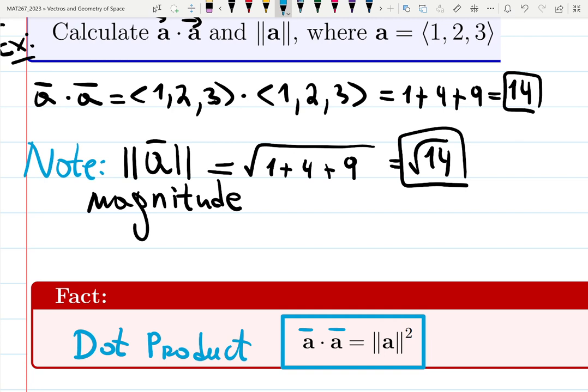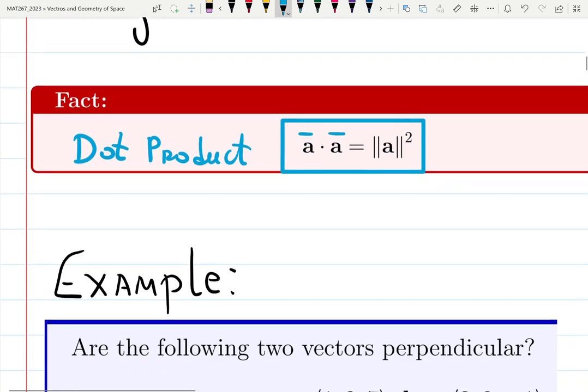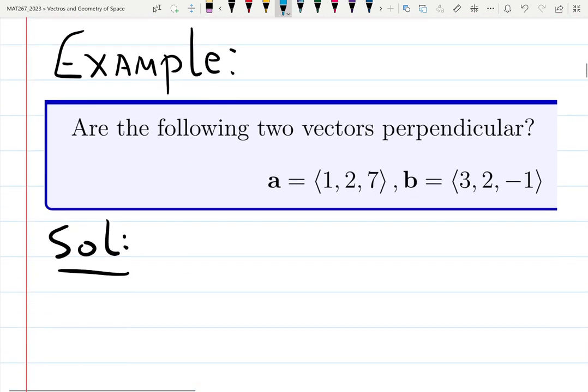A times A equals A squared, size of A squared. So it makes sense, A squared from a number point of view: 2 times 2 is 4. But from a vector, remember, a vector is not a number. A vector is a line that has direction and size. So it's more complicated than that. Okay, one more example. What if we ask you to check if two vectors are perpendicular?